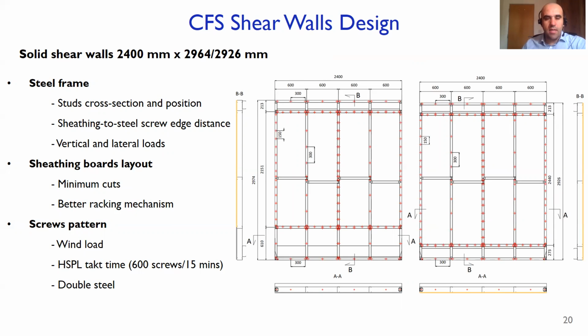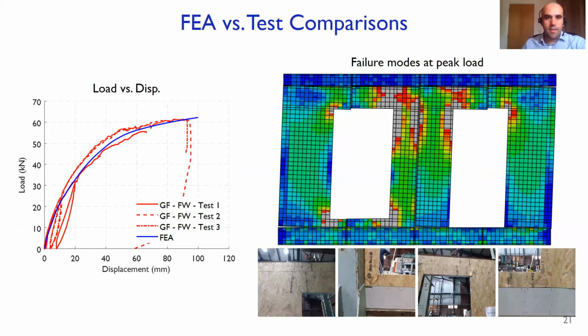Just to have an idea about a solid wall behavior, that is designed for areas in the structure where openings do not exist. So here we designed two walls without opening. So these are solid walls where similar design criteria in terms of steel frame, sheathing board layout, and screw pattern were applied.